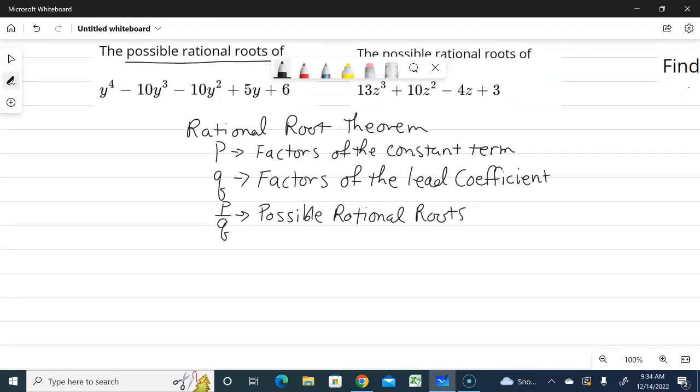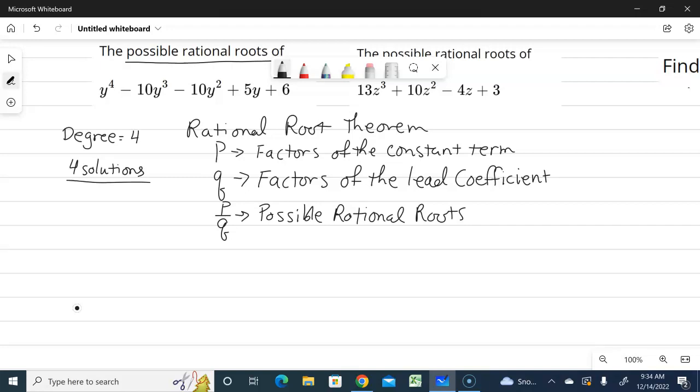So let's put this in action. Let's take this one on the left. y to the fourth minus 10y to the third minus 10y squared plus 5y plus 6. First of all, the degree of your polynomial will tell you how many solutions we can expect in this problem. So we have a degree of 4. That means there are going to be at most 4 solutions.